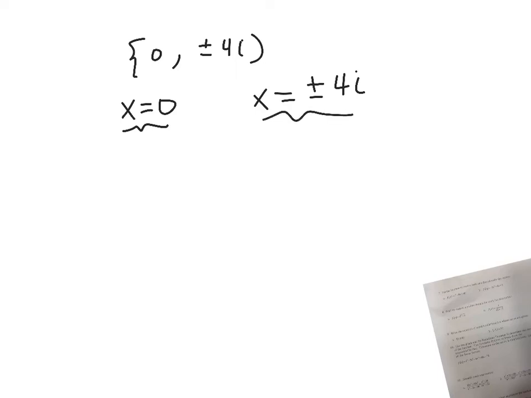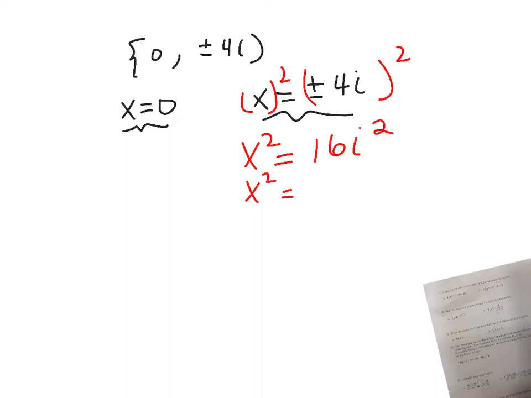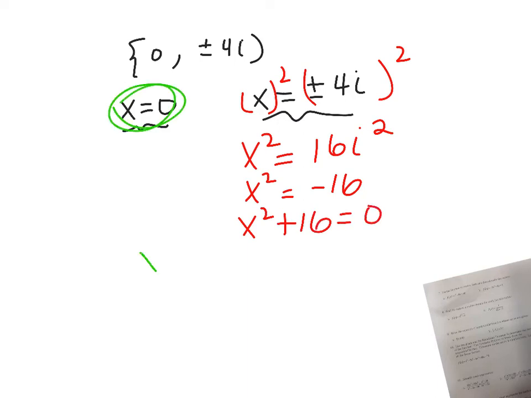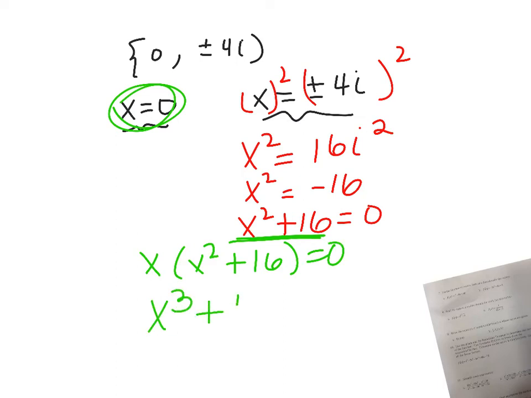This one over here, I'm going to square both sides to get rid of the i. So I get x squared equals 16i squared. i squared, remember, is negative 1, so it's negative 16. And then add the 16 over. Now I have to take my GCF, x, and multiply it by my other factor, x squared plus 16. So we get x cubed plus 16x equals 0, or you can equal it to f of x. I would take either one as an answer. All right, let's take a look at B.